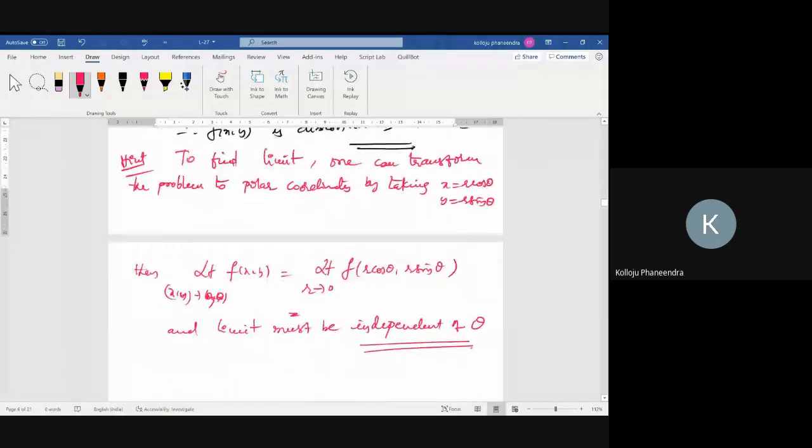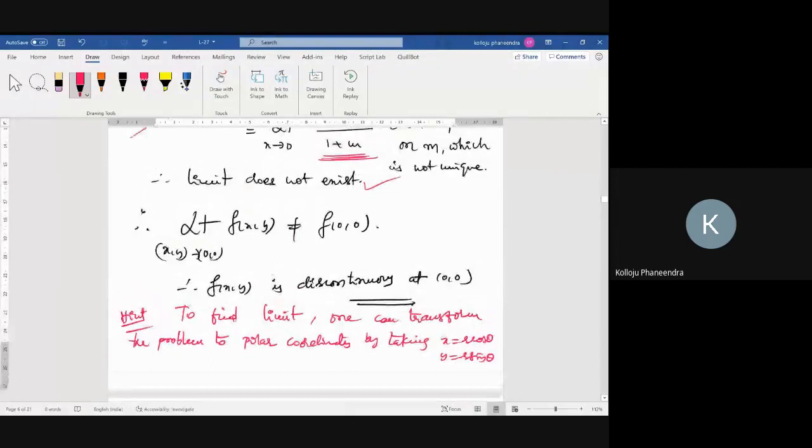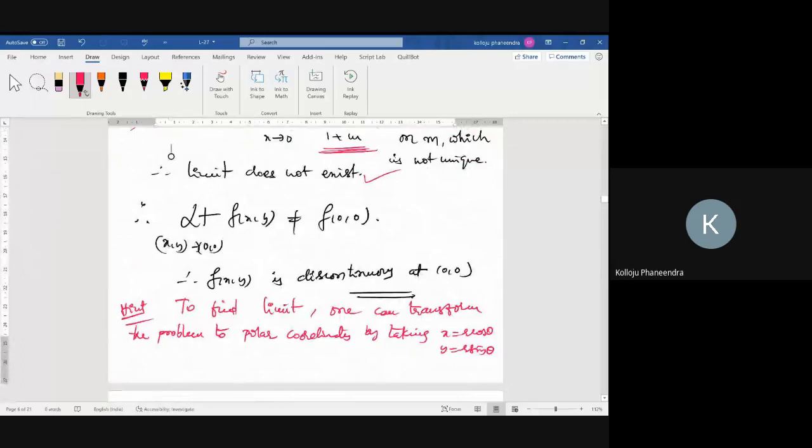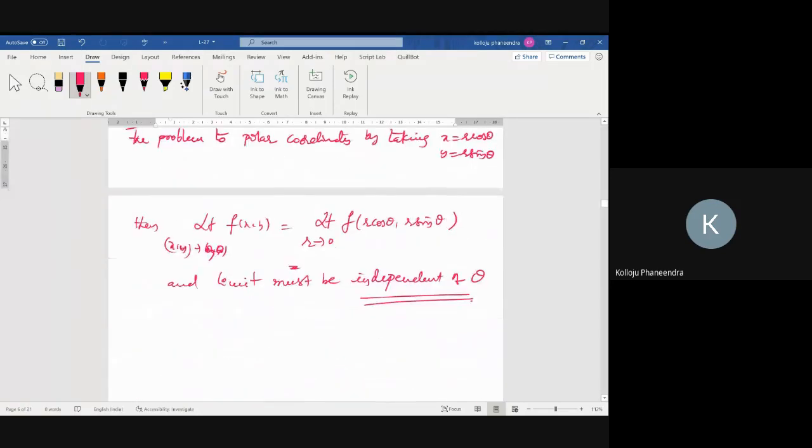And next one. Let me clarify one more. I think you can apply polar coordinates also. That's better. In polar coordinates, there is no need of y equal to mx or anything like that. Let me try one problem in polar coordinates. Take just one example.